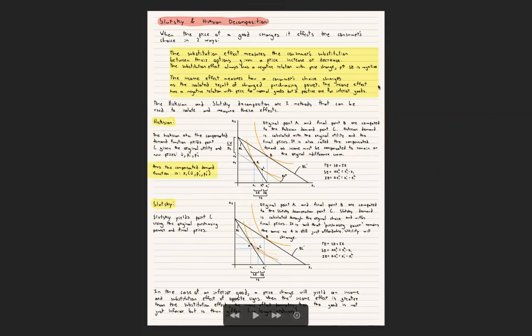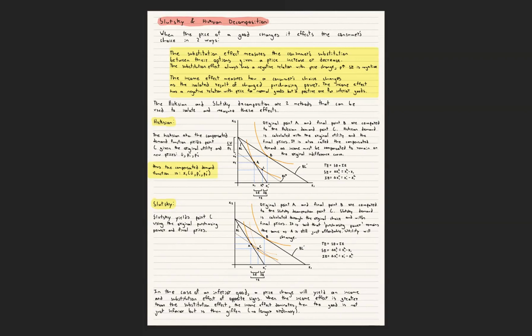So in terms of Slutsky and Hicksian decomposition, we're going to be looking at these when a price of a good changes, because that affects the consumer's choice in two ways. First, we see the substitution effect. We also see the income effect, but the substitution effect measures the consumer's substitution between their options, given a price increase or decrease. The substitution effect will always have a negative relation with price change. So as price increases, the substitution effect is going to be negative.